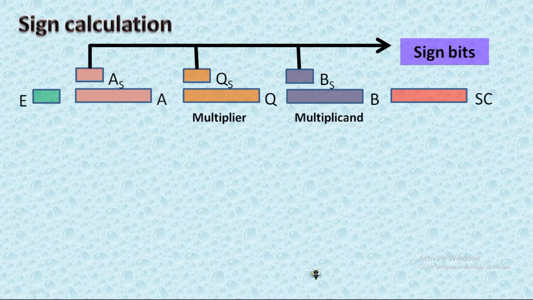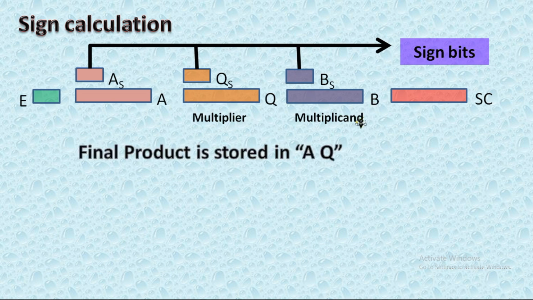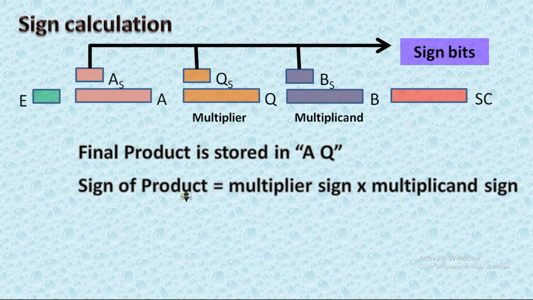Next one, see here, already you know that Q is the multiplier and B is the multiplicand. Here, the final product is stored in AQ. Initially A is 0. The final product is stored in these two registers A and Q. And for the sign of the product, AS is the final sign, and you calculate it from the multiplier sign QS and the multiplicand sign BS. So that is the product sign.